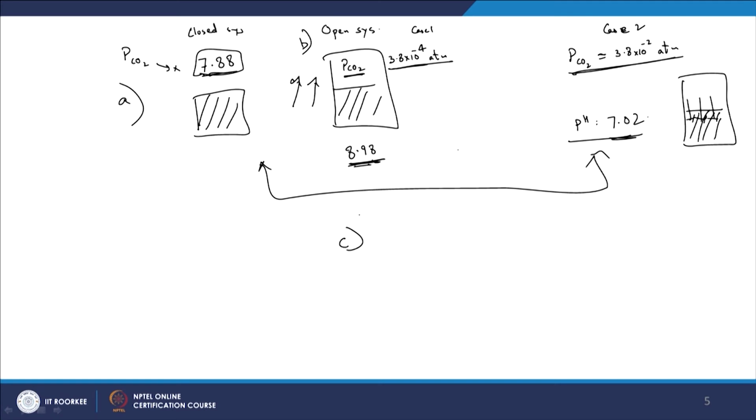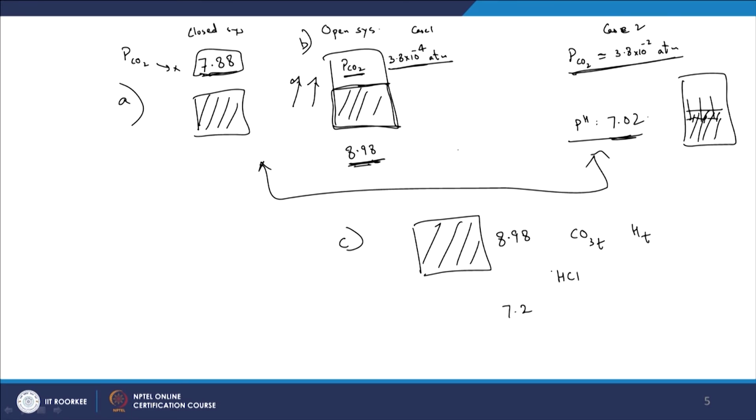And in part C, considering this solution, assuming it is a closed system, again not open to the atmosphere anymore, the initial pH was 8.98, we can calculate the CO3 total, we can calculate H total, right. And from this particular case we plugged it in V min tech, and we end up with a value of, what is that please, 7.2, right. So, obviously why is that? Because I am adding a strong acid HCl of concentration 10 power minus 3 molar, right.